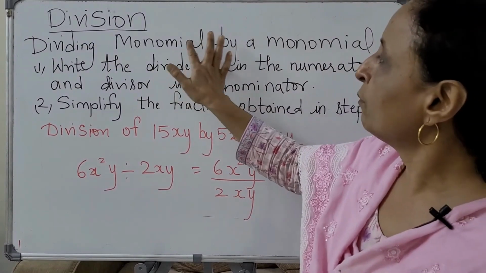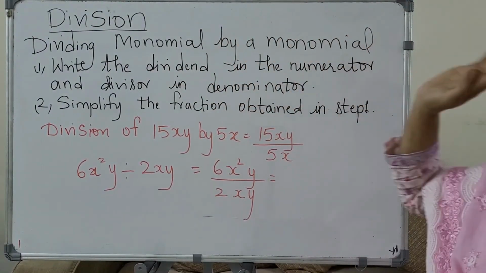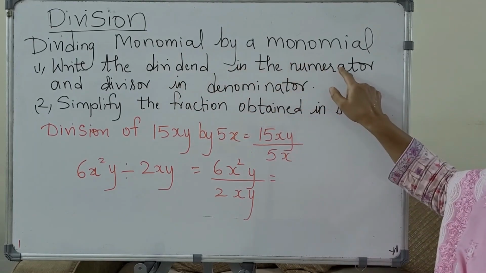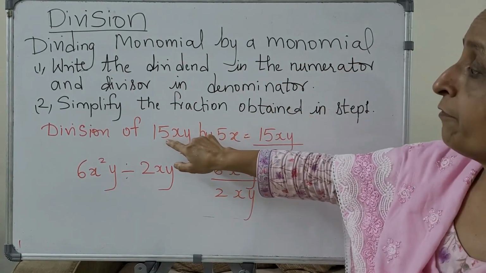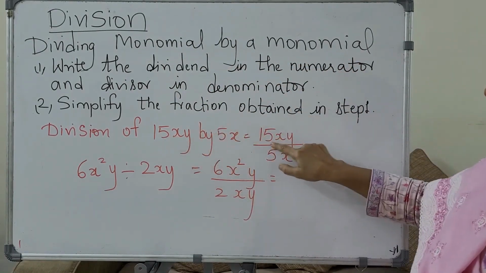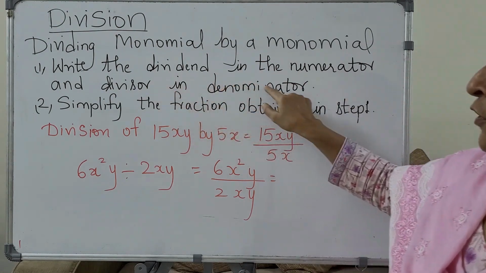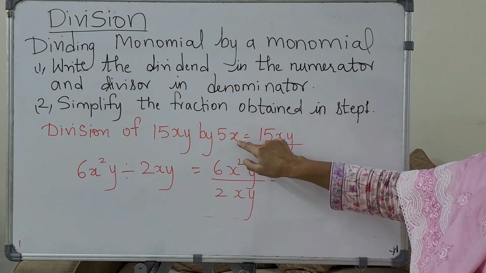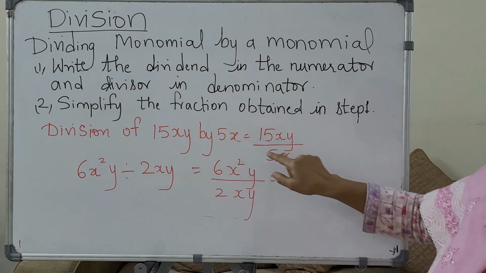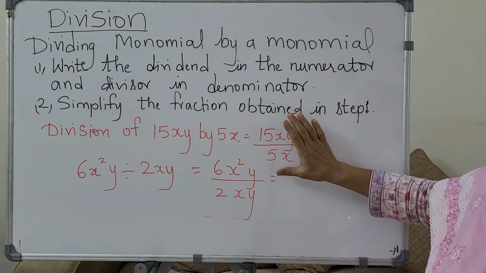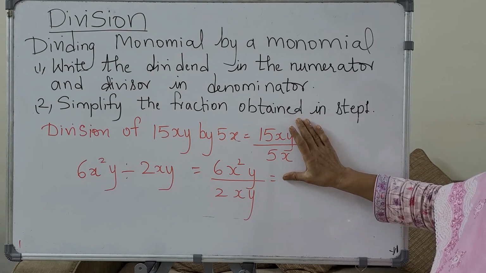Now dividing the monomial by a monomial. Then what you have to write? The dividend in the numerator. See here 15xy is the dividend. It has to be written in the numerator and divisor in the denominator. What will divide it? 5x is the divisor, will be written in the denominator. So this is what it has to be done in the first step.